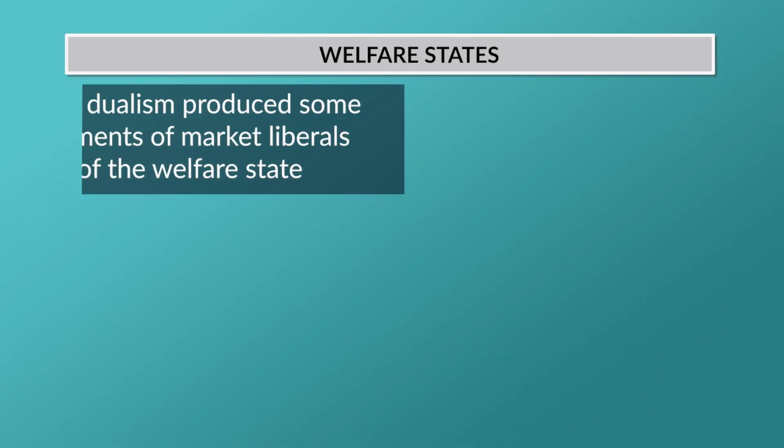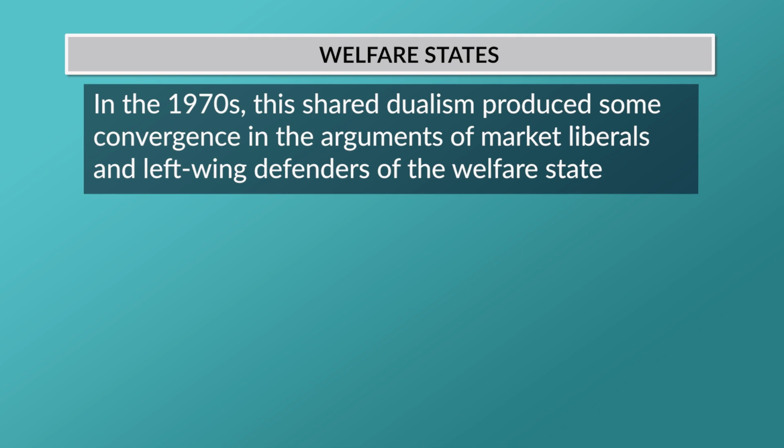But for more than a century of this debate, both critics and advocates of the welfare state perspective have shared the underlying premise that states and markets are analytically separate domains and that they are autonomous in their own sphere. In the 1970s, this shared dualism produced some points of convergence in the arguments put forth by the market liberals and left-wing defenders of the system.